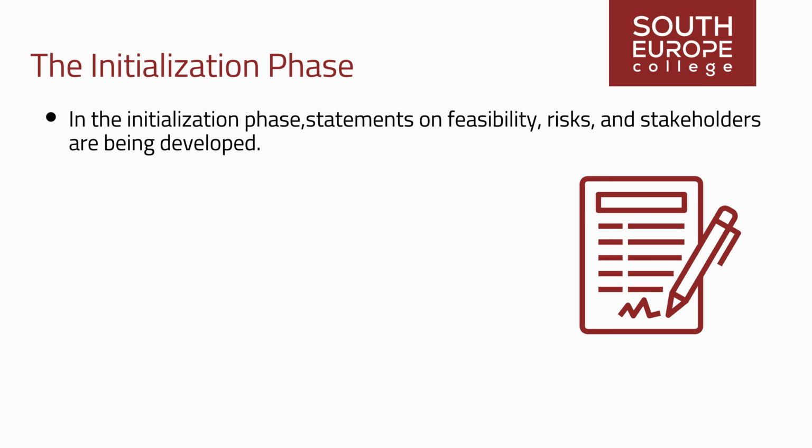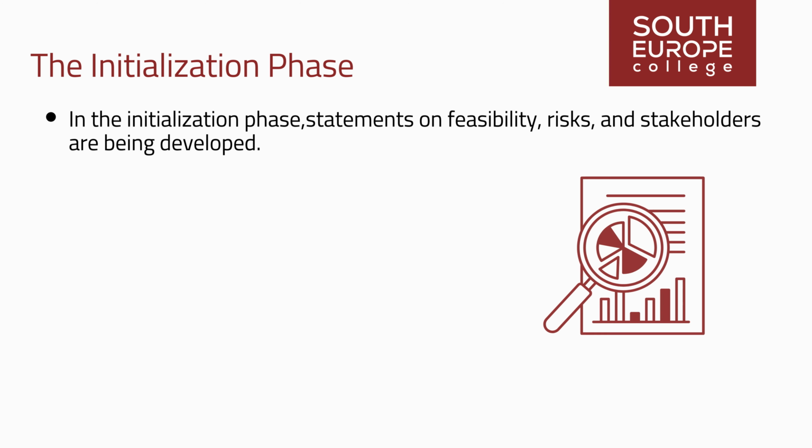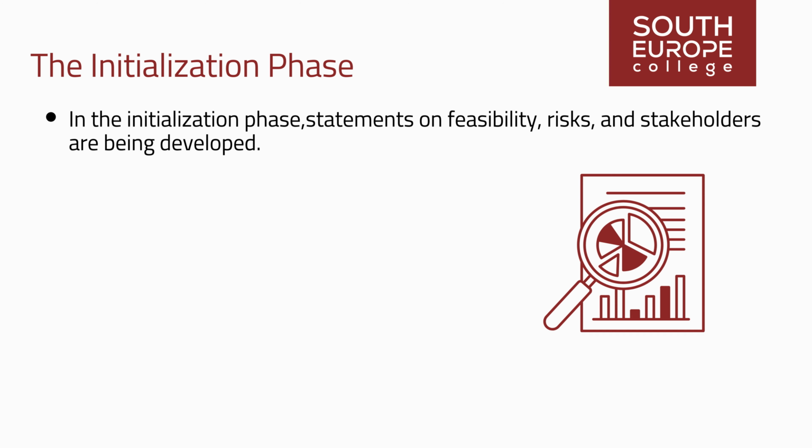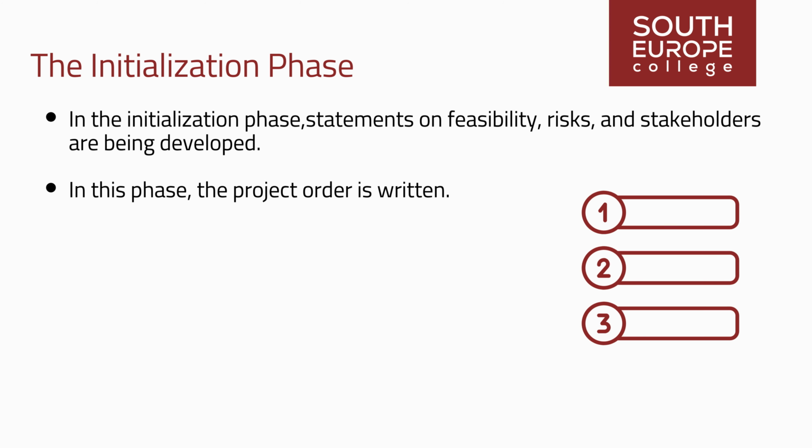In the initialization phase, statements on feasibility, risks, and stakeholders are being developed. Essential bases for this are the analysis of the current situation, as well as clearly agreed-upon objectives, and the formulation of requirements for the outcome of the project. In this phase, the project order is written. This sets out the objectives and the framework conditions for the project.